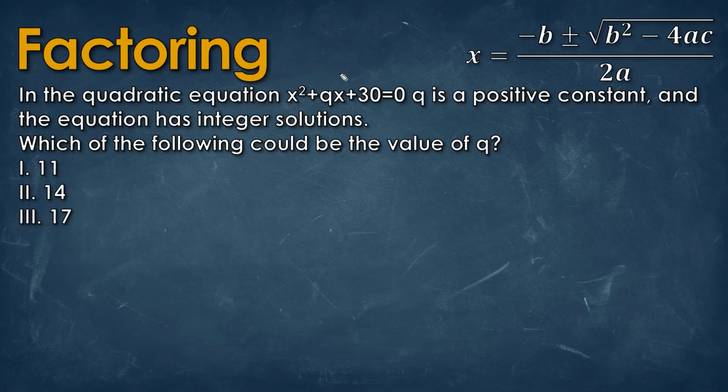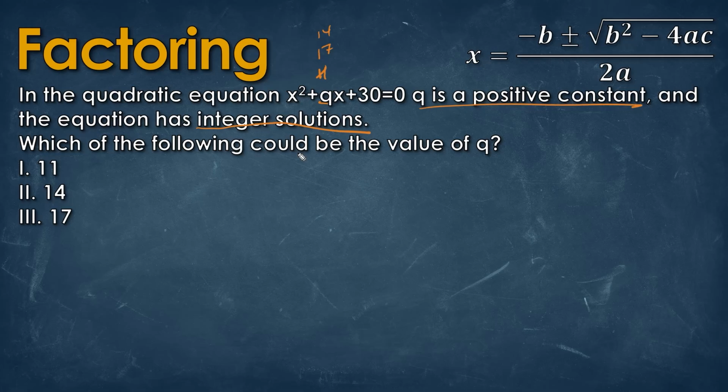So for the next question, it's asking: the quadratic equation is x squared plus qx plus 30 is equal to 0, where q is a positive constant, so it's a positive number. And the equation has integer solutions, so it means it's going to be a whole number. It's not going to be a fraction, it's not going to be with a radical, and that can help us with solving the problem. And then it's going to ask which could be the following value of q. So could we have 11 here, or could we have 17 or 14 for this value of q?